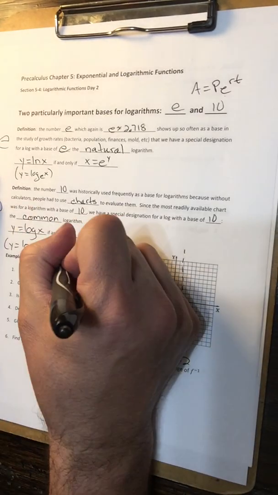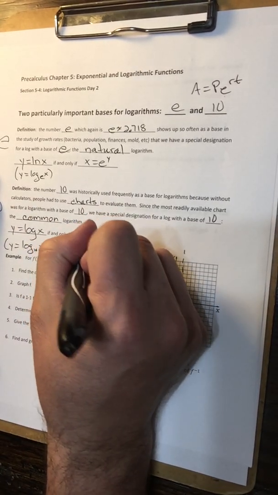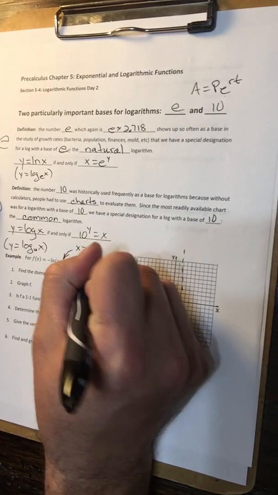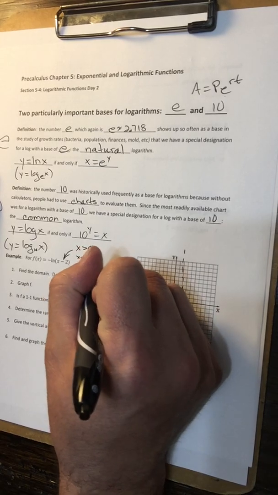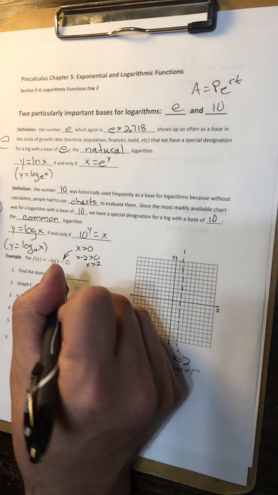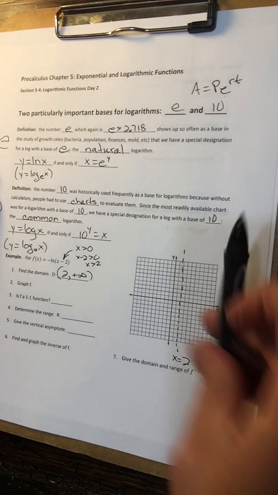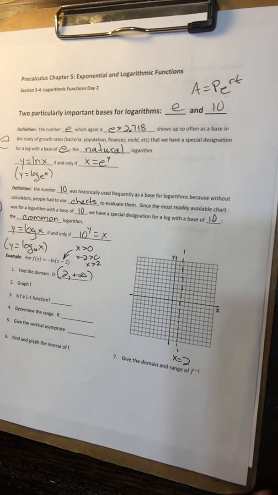Or you can think of it this way. This x minus 2, that's supposed to be greater than 0. Whatever you have in the log function, it's supposed to be greater than 0. So x minus 2 is supposed to be greater than 0. So add 2, and the domain is 2 up to positive infinity. Just like here we can see, it's going to be 2 up to positive infinity.